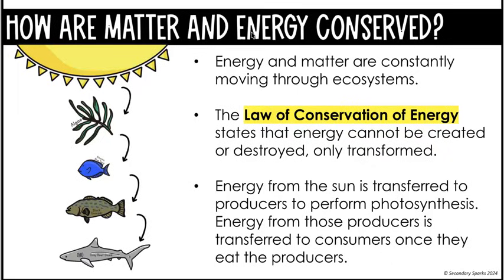So energy from the sun is transferred to a producer. And when you see that off to the left, it's the plant. And in this case, it's algae. It produces its own energy using a process called photosynthesis. And energy from those producers is then transferred to consumers once they eat the producers.